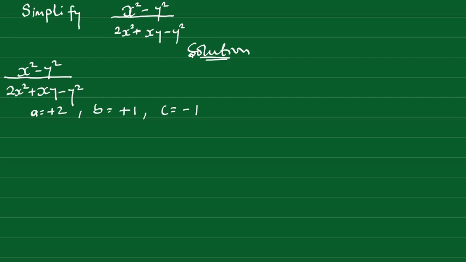Now, being that our value for a is not equal to 1, we look for the value for ac, and this gives us 2 times minus 1, which is equal to minus 2. Now we look for the factors of minus 2 that when added give us our value for b, which is plus 1. These factors are plus 2 and minus 1, because plus 2 times minus 1 gives us minus 2, while plus 2 plus minus 1 gives us 1, which is our value for b.